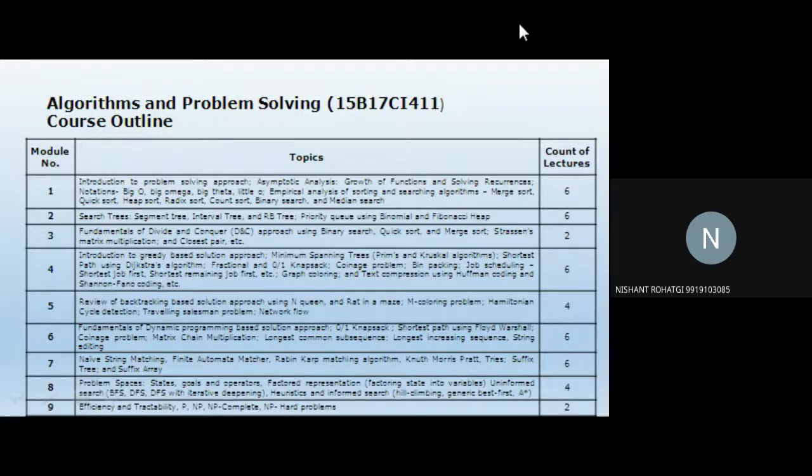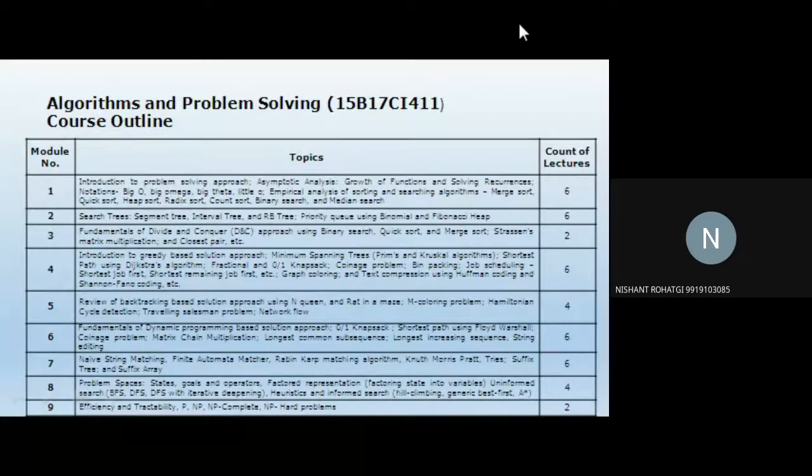Then we are going to review the backtrack based solution approaches, where for every step we try to evaluate each step, and then if we are stuck, we go back and take the second option. So you can say we try one step, and if we are not able to reach the solution on this particular step, then we go back. That is called backtracking.